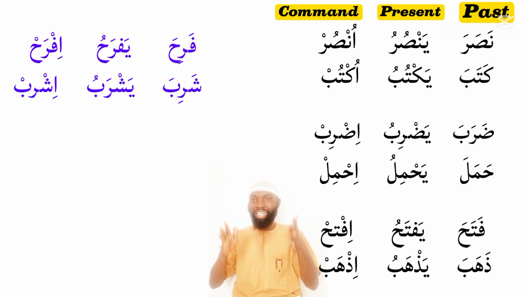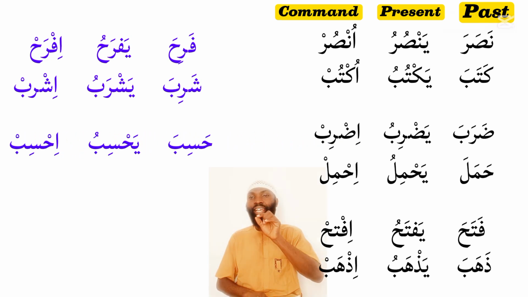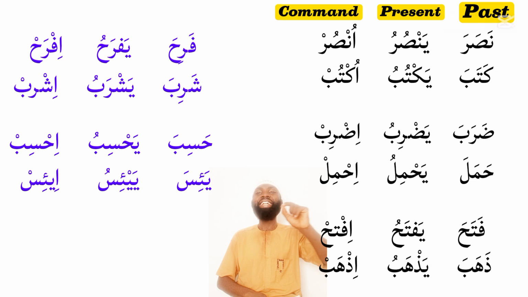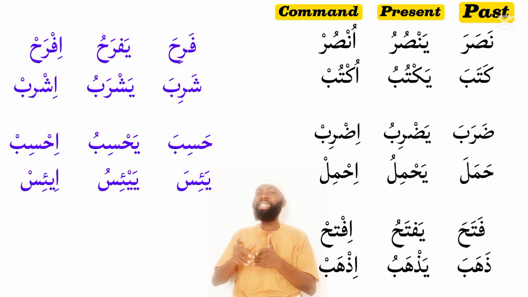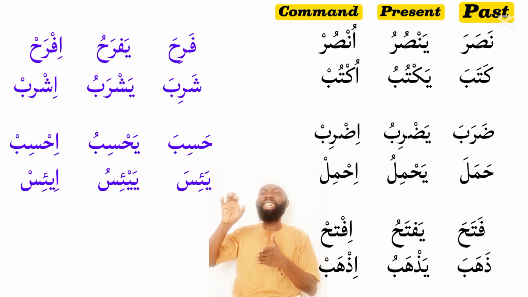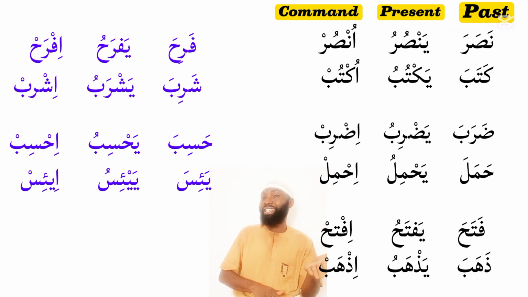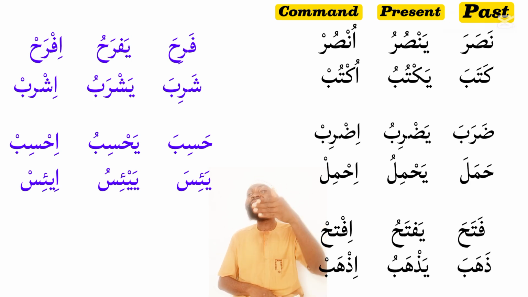Now coming to the fifth category, or the fifth form, it is the form of hasiba, he reckoned. Yahsibu, he is reckoning or presuming. Then ihsib. Hasiba, yahsibu, ihsib. Can you see? Here what do you notice? You will see that the past tense looks exactly the same as the fourth category because the second letter is also carrying kisra. But coming to the present tense, that same second letter is maintaining the kisra.